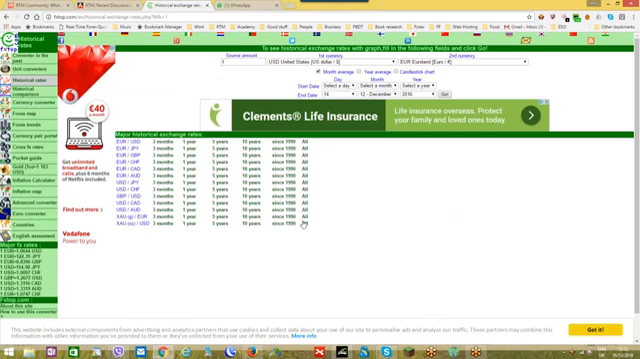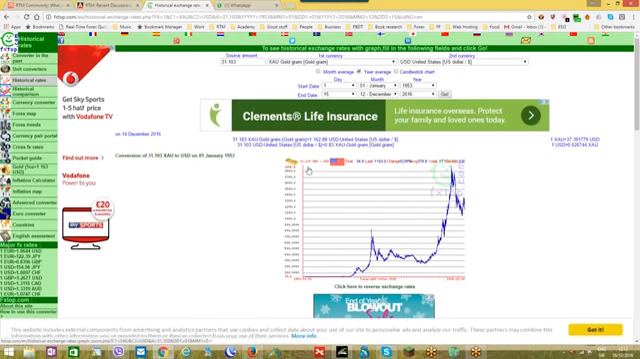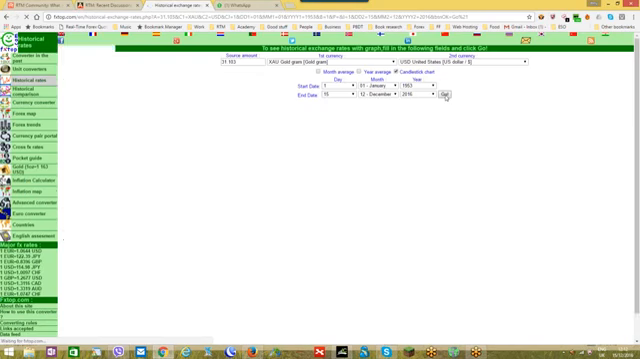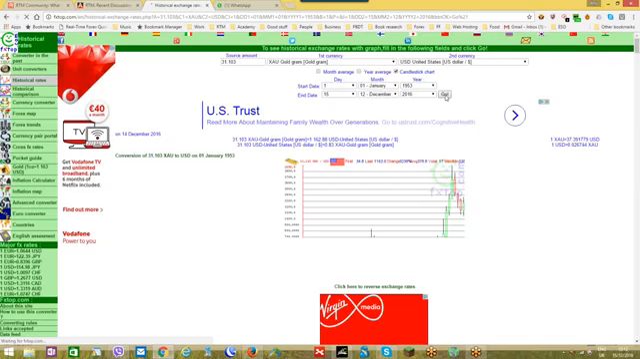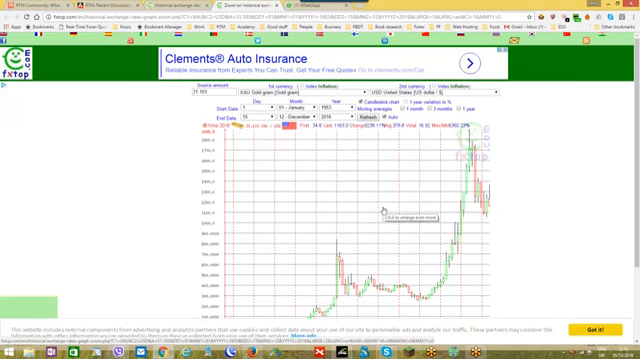XAU, USD. There. Alrighty. We don't want yearly average. We want candlestick chart. 1953 to now. Okay. I thought we had more information than that.